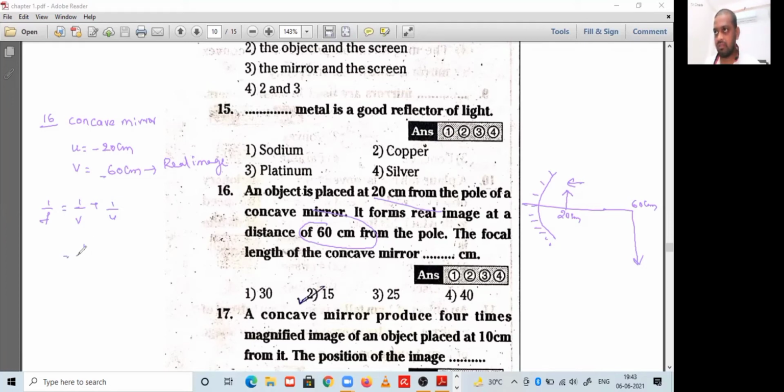1 by v value is minus 60 plus u value is minus 20. Now the LCM will be 60 only. You'll get minus 1 minus 3, nothing but minus 4 by 60, and the f value will be minus 60 by 4. 4 1s are 4, 4 5s are 20. It will be minus 15 centimeters. So the option is the second option.